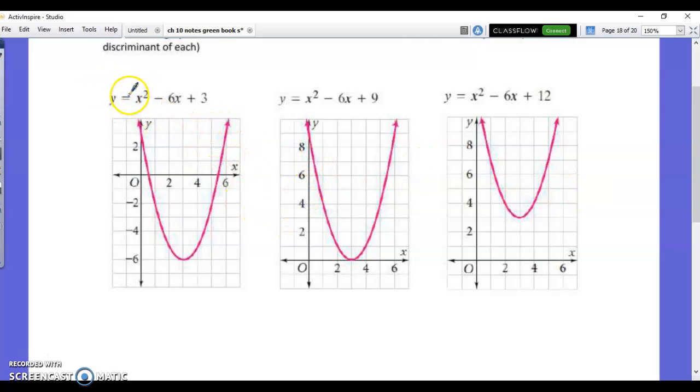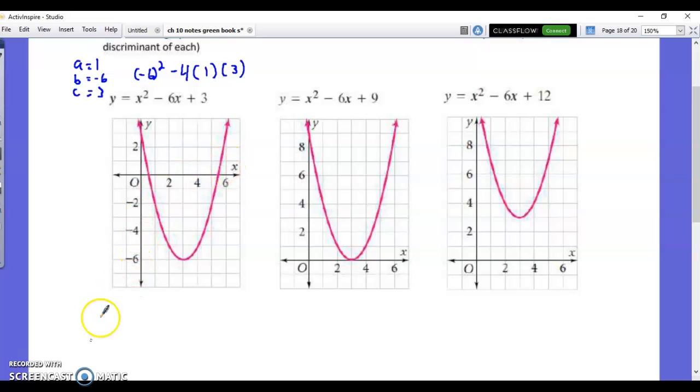So let's look at this first one first. This has your a, b, and c. We need to identify that. So for this, we have a equals 1, b equals negative 6, c equals 3, and then we can do our b squared minus 4ac. b squared would be negative 6 squared, minus 4 times a, and then times c would be 3.